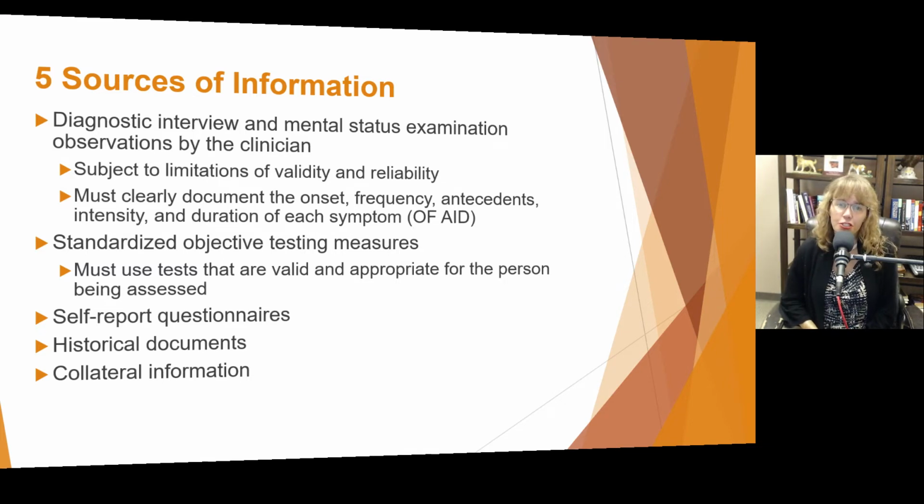It's also helpful to use standardized objective testing measures that are valid and appropriate for the person being assessed. For example, the Beck Depression Inventory. Or for the DSM-5, there are a lot of screening and assessment instruments if you go to the DSM-5 website. Also self-report questionnaires, historical documents such as prior clinical records, and any collateral information you can get from significant others, from employers, from criminal history, whatever it is in the setting that you're working in.